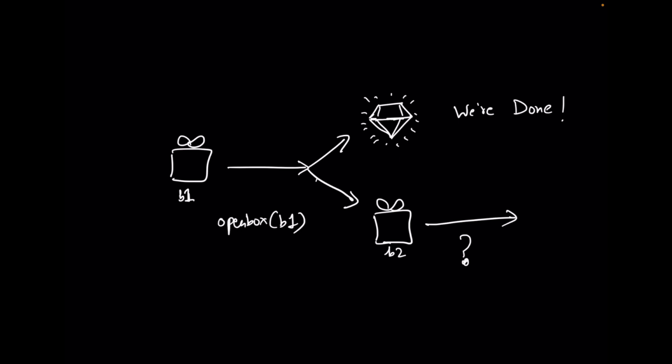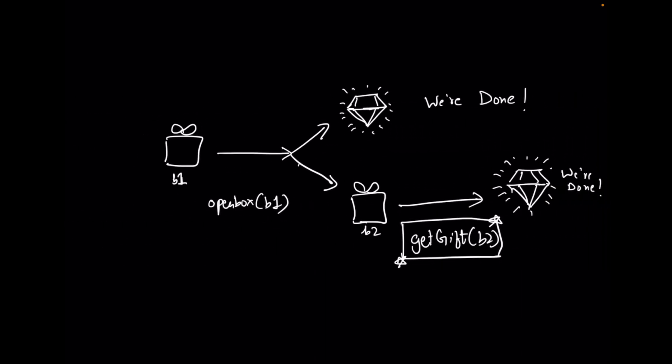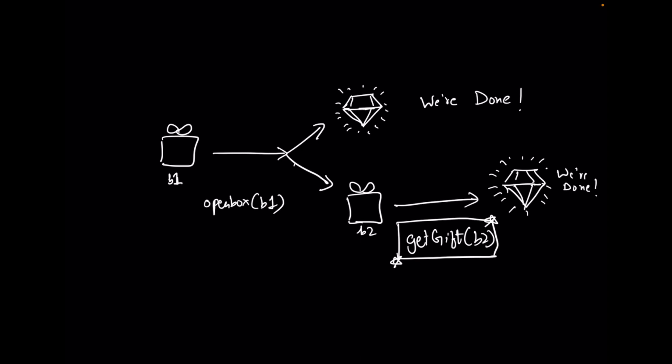So you can just say that you call this function getGift_b2 on it, and automatically it'll return the gift that's inside the B2 box, right? Assume that this getGift function already worked, so you could just call that getGift function on this B2 box and automatically get the gift, right? Then we'd be done again, right?